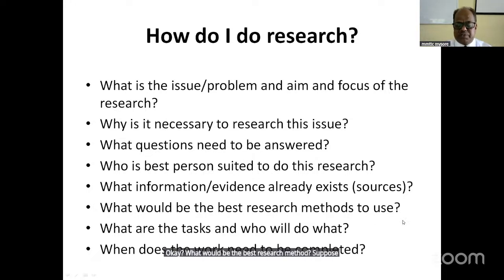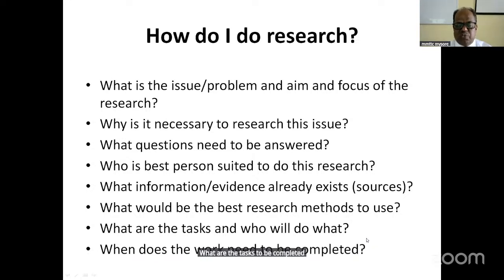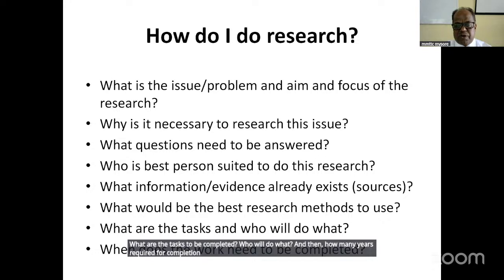What would be the best research method? To investigate this problem, what kind of methodology should I adopt? What are the tasks to be completed? Who will do what? And how many years are required for completing or solving this particular problem? All these you need to think about before starting a research. That is very, very important. Otherwise, you will get into problems and may not be able to solve the problem.